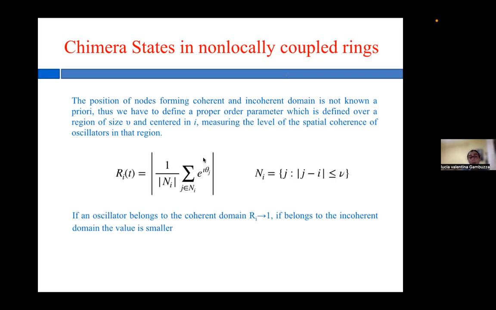And to define this order parameter, we need to define it over a particular region. So we are monitoring just a portion of the ring, just the nodes centered on the unit i, within a region which is less than this value, which is a threshold. Okay, so we want to monitor the spatial coherence of the units inside the ring.